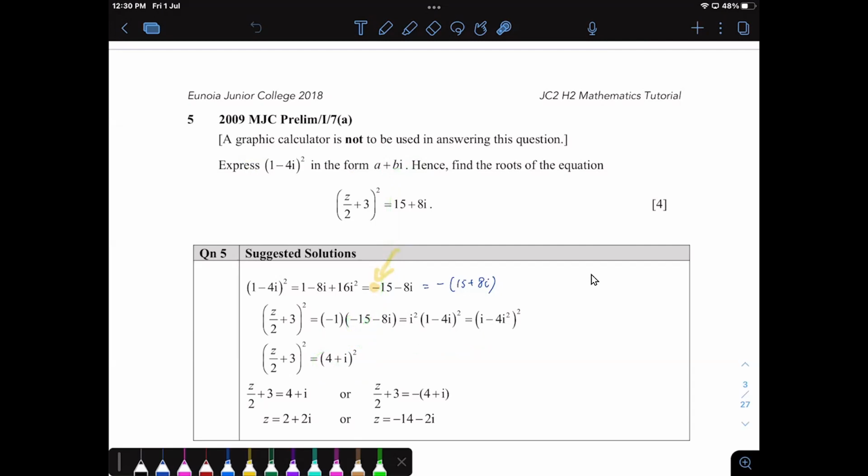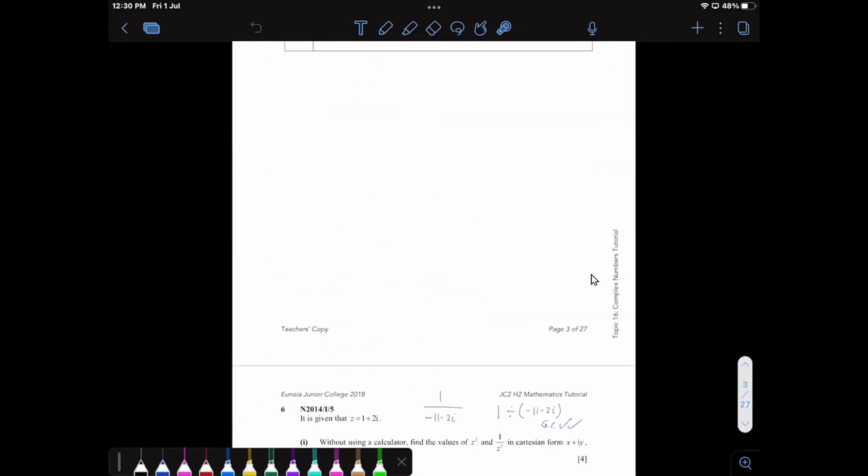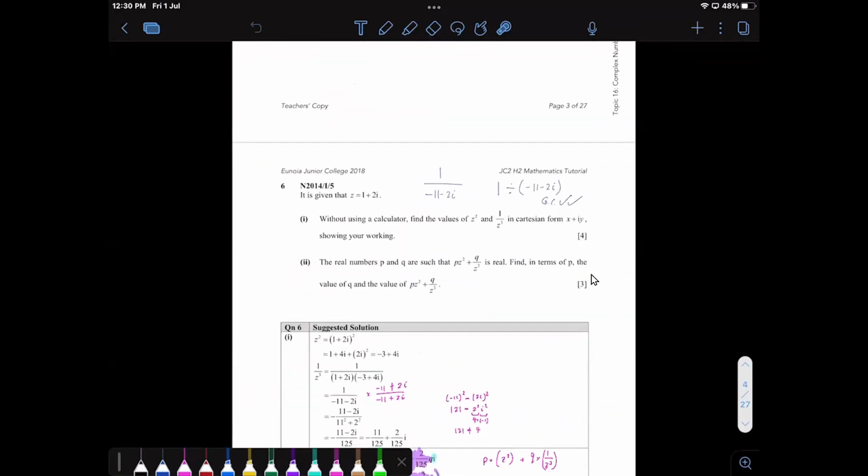As in, you can not substitute in, you can just take the square root on both sides. Sorry. Okay, use the part 1 answer basically. Any other points to take note of?